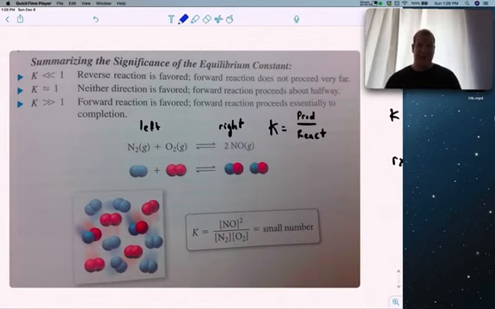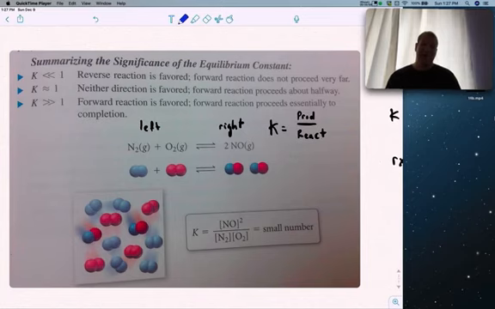If K is really, really tiny, that means the reaction does not proceed very far. An example of a reaction that does not proceed very far is nitrogen plus oxygen makes 2 nitrogen monoxide. In this atmosphere, it's 78% nitrogen and 20.5% oxygen, discounting water vapor, of course, so in dry air. There's quite a bit of nitrogen and oxygen, but there's not too much nitrogen monoxide. That's because this reaction doesn't proceed very far.